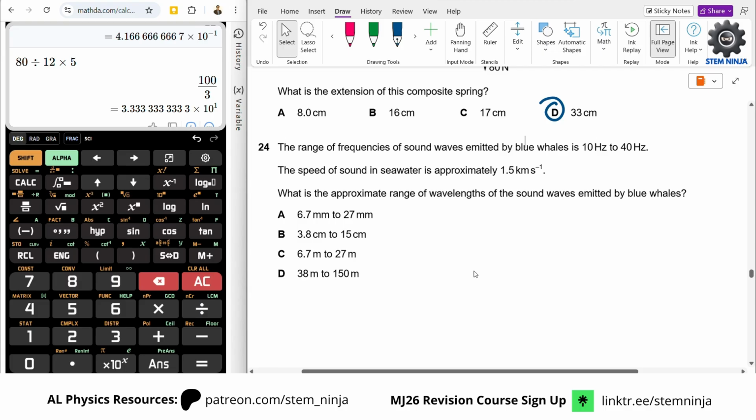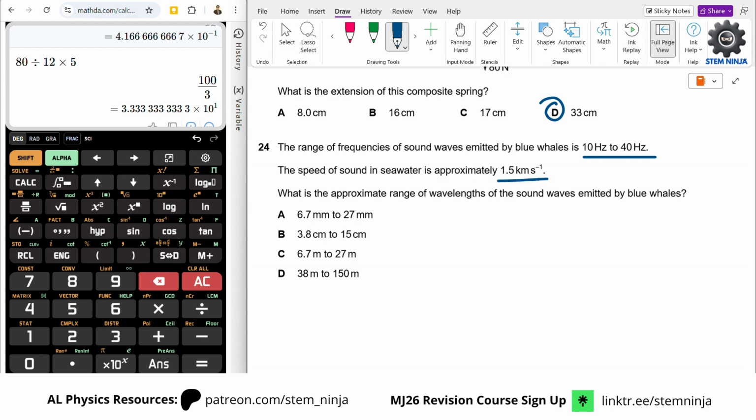The range of frequencies of sound waves emitted by a blue whale is 10 Hz to 40 Hz. The speed of sound in seawater is approximately 1.5 kilometers per second. What is the approximate range of wavelengths of sound waves emitted by blue whales? Notice the options have millimeters, centimeters, meters. So we need to convert to meters. Kilometers is 1,000, so this is 1,500 meters per second.